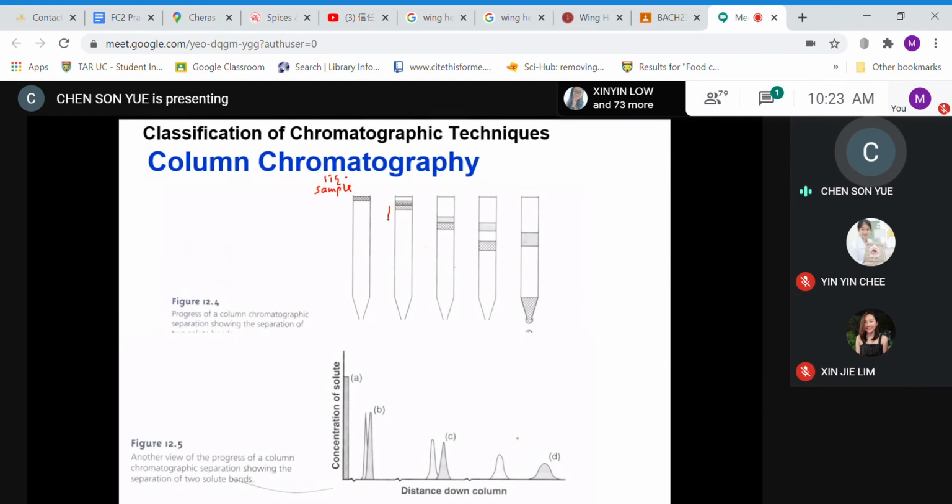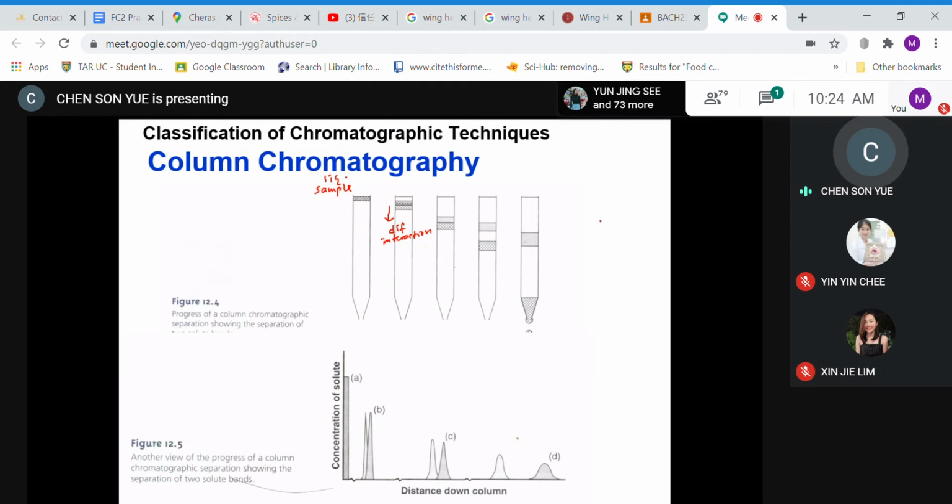When you first introduce the sample to the column, the compounds are all together. When they move down the column because of the interaction, and this interaction will be different for different compounds, they start to separate. The longer the distance they travel, the more separation you can observe. Now you can see the two compounds at the end are well separated, one faster than the other.